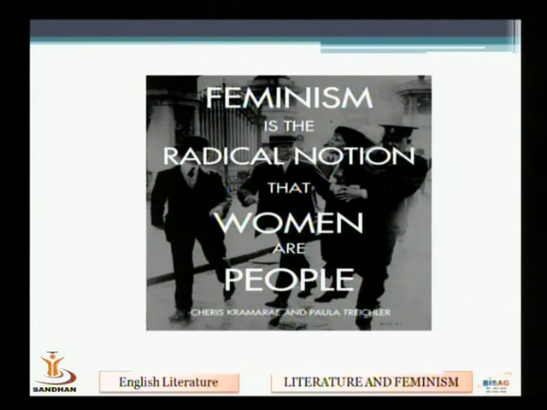So I want you to just look at this slide for a moment, and what it says here is feminism is a radical notion that women are people. It implies that it's something of a joke, and it implies that it's very difficult for a male dominated society to come to terms with the idea that women are also human beings, women are people. And the whole struggle of feminist movements in the past 20th century is largely about asserting themselves as human beings.